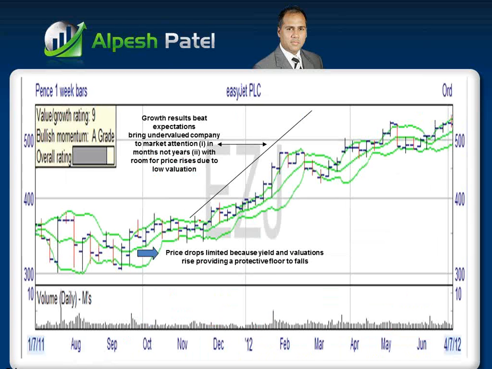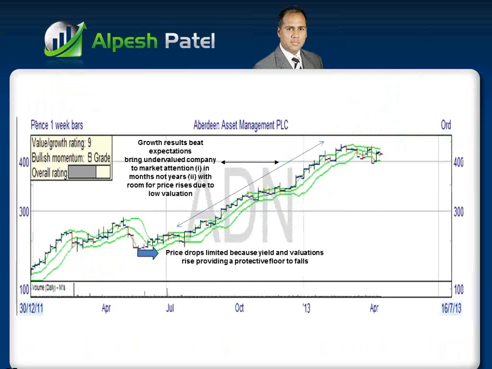This is Easyjet, one of the more recent ones. Okay, same. They'll all have the same format. They should go like that, like a hockey stick. Same principle. Can't drop too much. Then the growth results. By the way, value growth rating. There it is. 9 on this one. So the rating should correlate pretty much with the filter, but I'll go into that in a second in more detail.